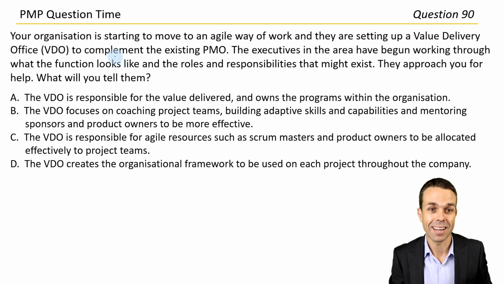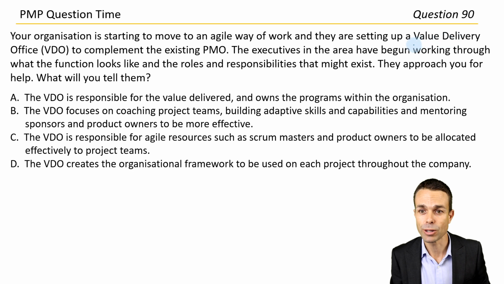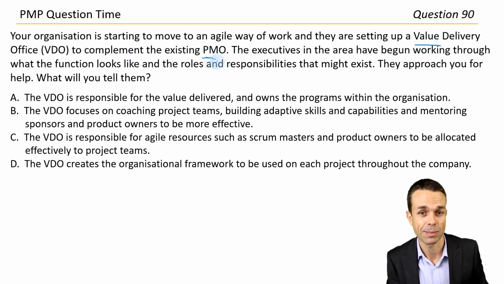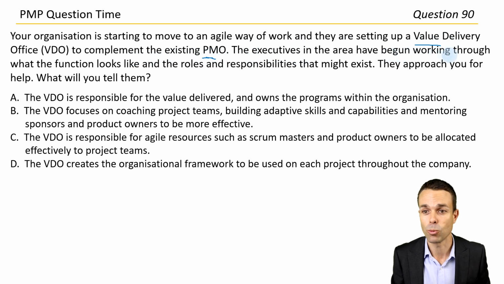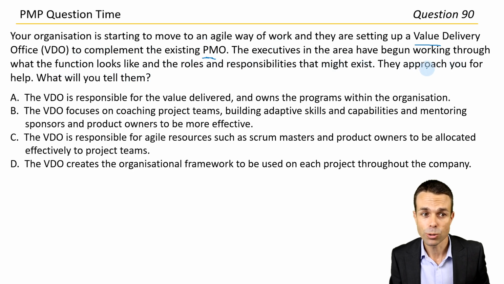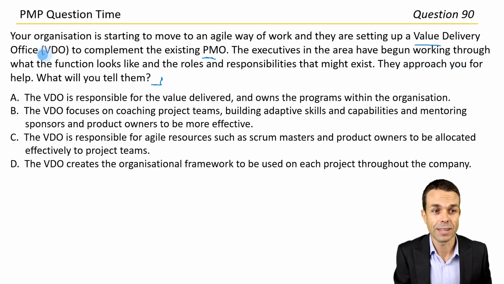Your organization is starting to move to an agile way of work, and they're setting up a value delivery office, or VDO, to complement the existing PMO, project management office. The executives in the area have begun working through what the function looks like and the roles and responsibilities that might exist. They approach you for help. What will you tell them? Okay, let's see. What is a VDO, basically?